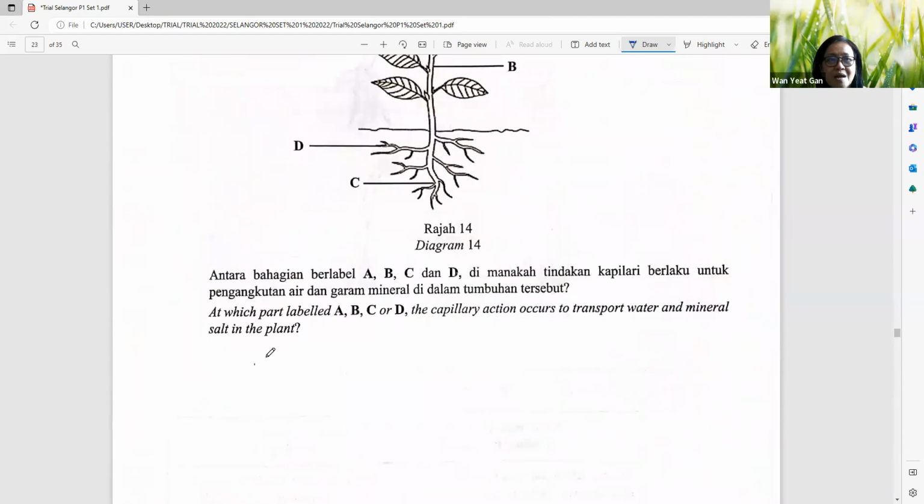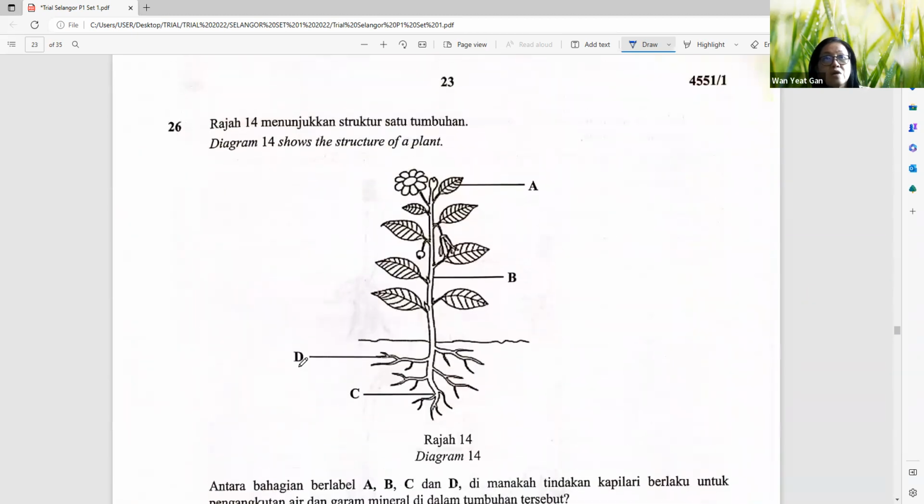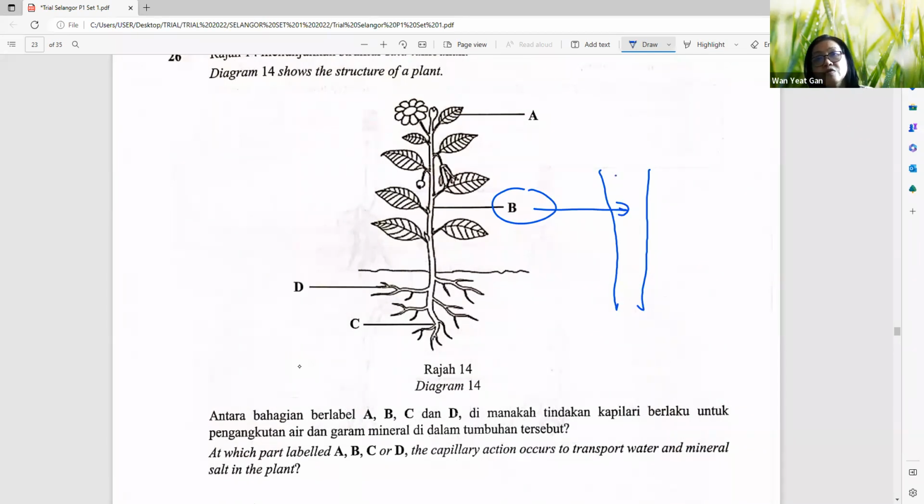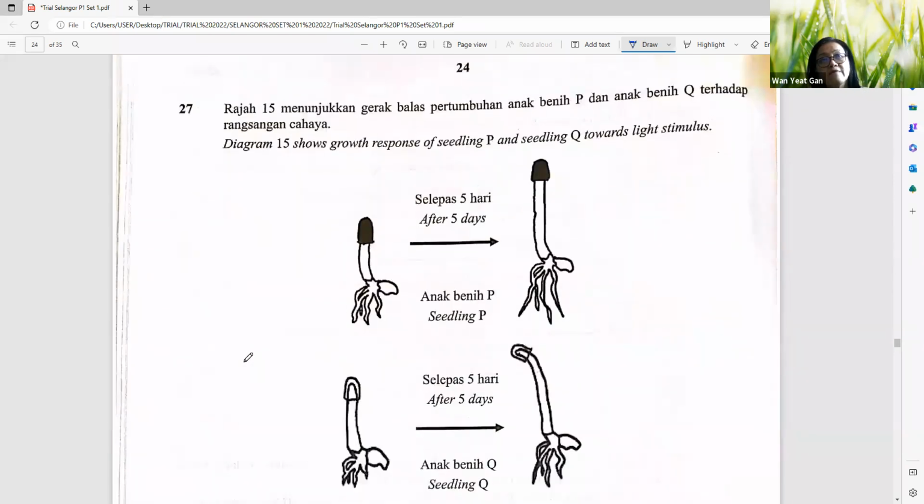26. At which part does the capillary action occur to transport water and mineral salt? Okay, so this is quite simple. Capillary action occurs at the stem in the xylem vessel. Okay, so that's where you find the adhesive and the cohesive forces acting to hold the water within the column of the xylem vessel.